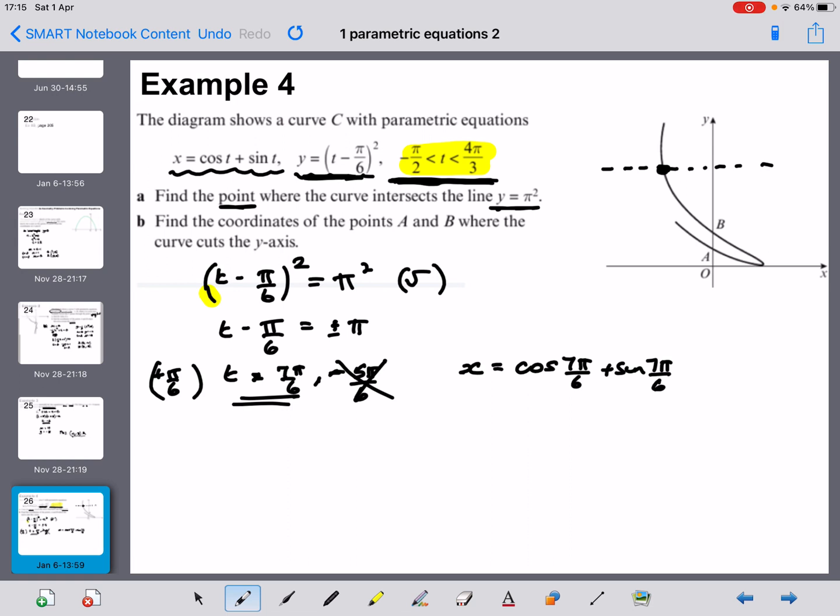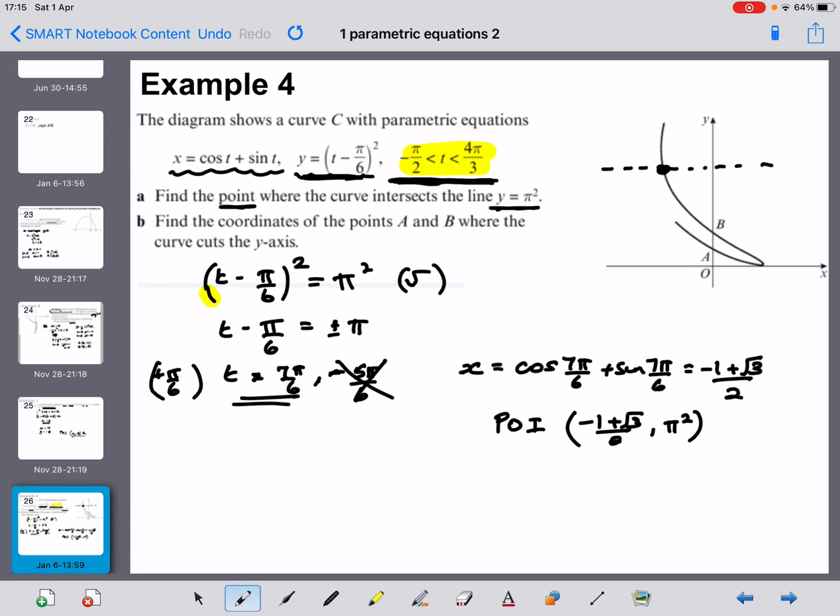Okay, that's going to give us, if we type that into our calculator, if we're in radians, negative 1 plus root 3 over 2, which I can keep as an exact value. And we know that the y coordinate is pi squared, because that's what we solved in the first place. So the point of intersection will be negative 1 plus root 3 over 2, pi squared. That's the answer to part A.